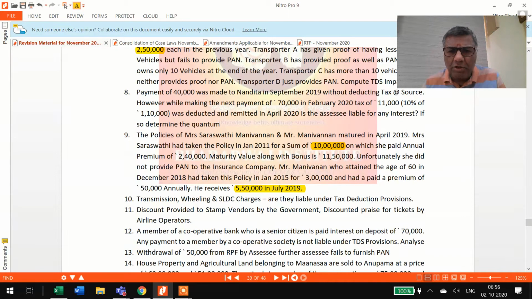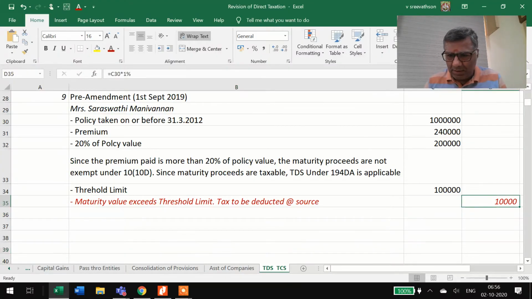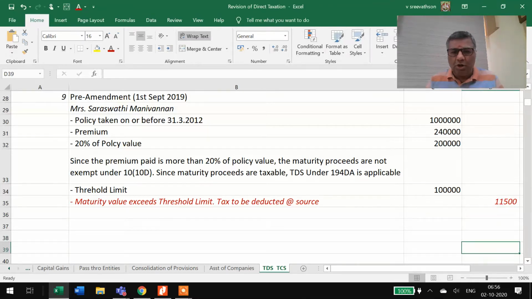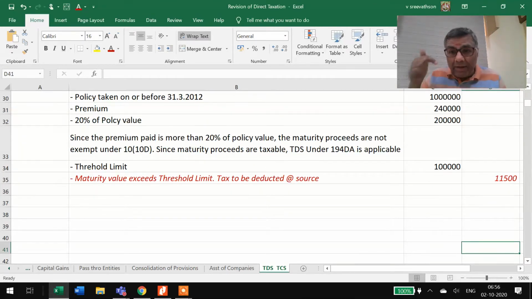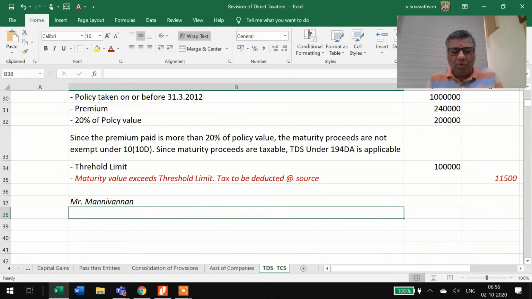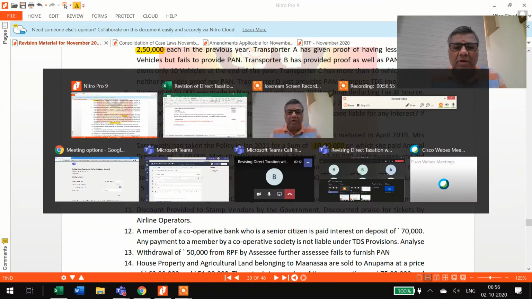The maturity amounts are different. 11 lakh 50,000, sorry friends, into 1%. Along with bonus you have to deduct. In the new law, only for that 1 lakh 50,000 it will come at 5%. Now for Mr. Manivannan. This is for Mr. Manivannan.